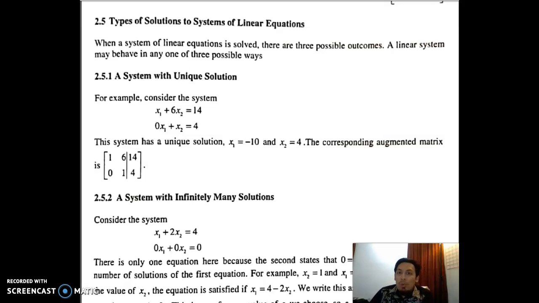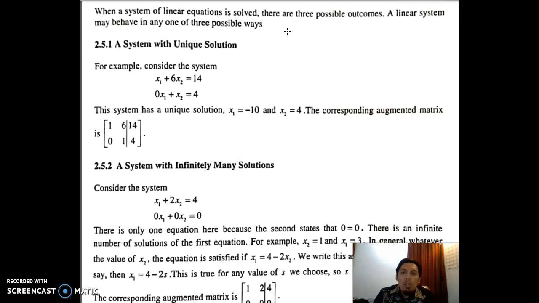Okay guys, now we have come to the next part of matrix, which is 2.5, types of solution to system of linear equations. After this part, we are going to use all of the things that we have learned before, ERO, inverse and everything, to solve for linear equations. But before we go in depth about that, let us first identify what kind of solution is actually available in the system of linear equations.